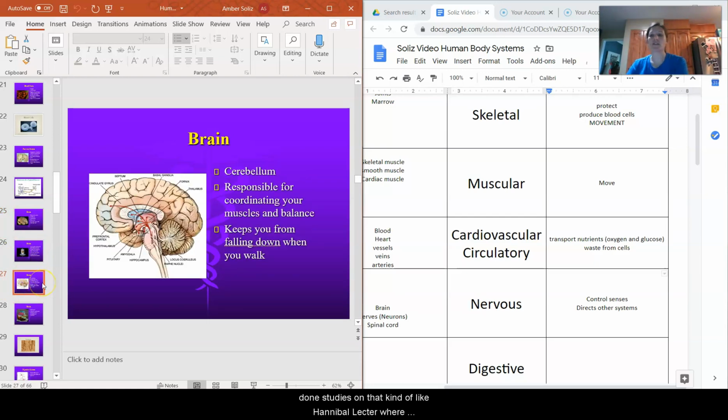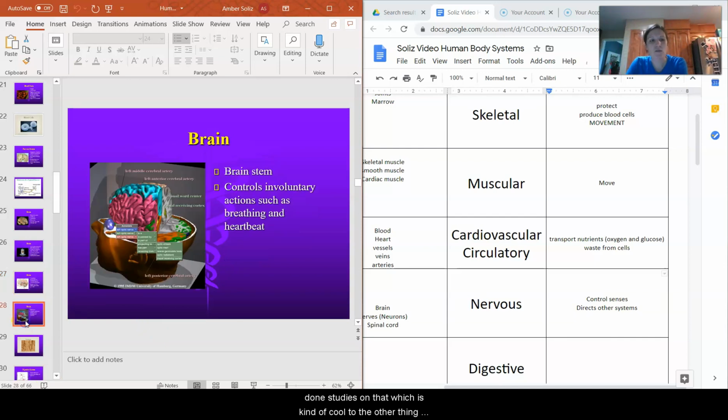And they've done studies on that, kind of like Hannibal Lecter, where they've sawed the skull open, and then they touch one part, and maybe the person's speech starts to slur and they start to talk slurred. They touch another part, and the person can't control themselves because that part controls it. So they've done studies on that, which is kind of cool too.